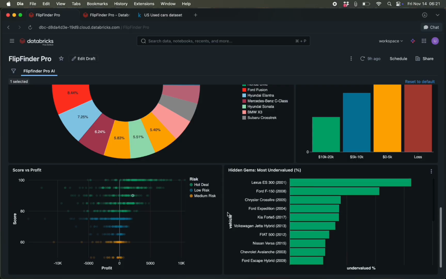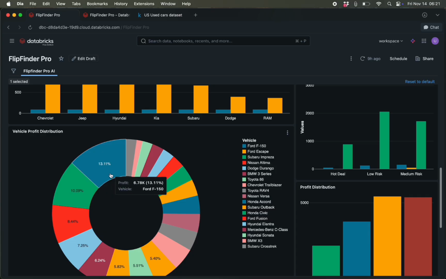In short, this system analyzes 20,000 vehicles, achieves 90% accuracy, and identifies $20 million in opportunities.